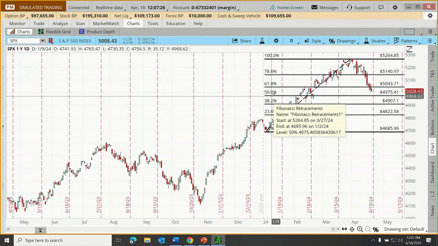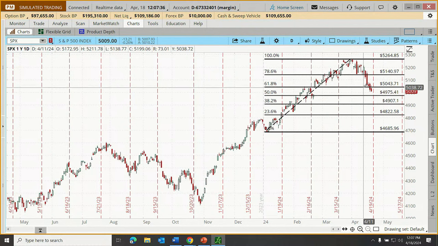Now, does that guarantee that the S&P is going to bottom out and move up from here? Nope, it can continue going on down. But for some, this is kind of a key target range between these two levels. And look at where we're settling in right now.